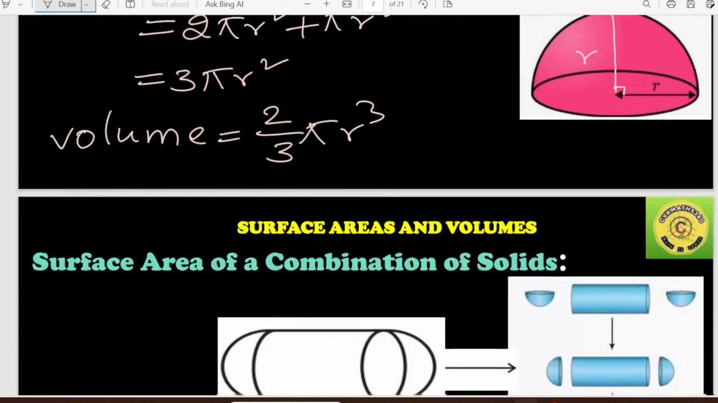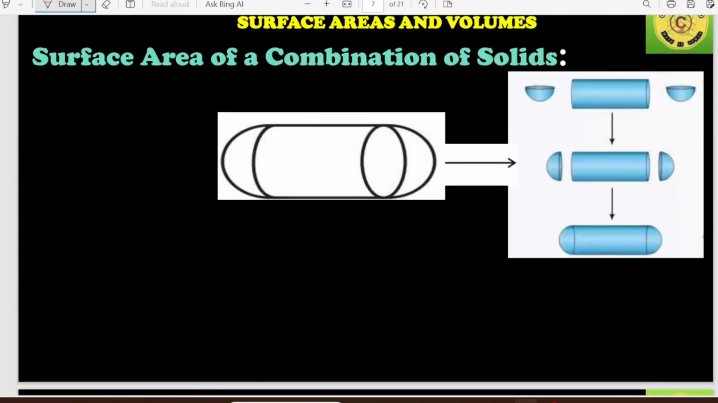And we'll see some combinations of figures. They will ask questions of this type of combination. See here, it is a cylinder with a combination of two hemispherical ends. Now, how to find the resultant total surface area?